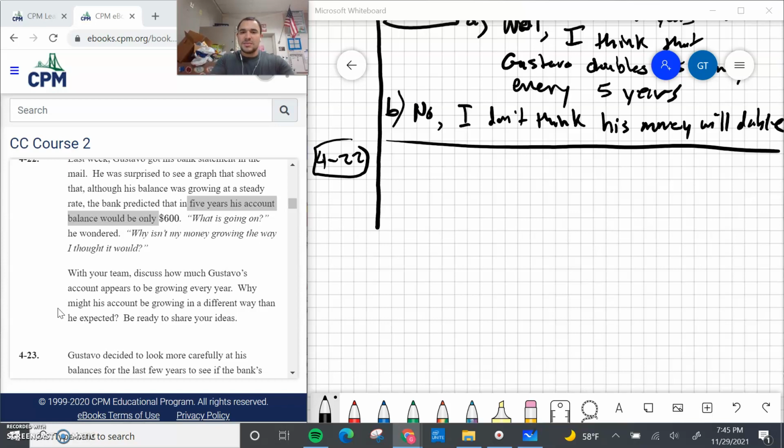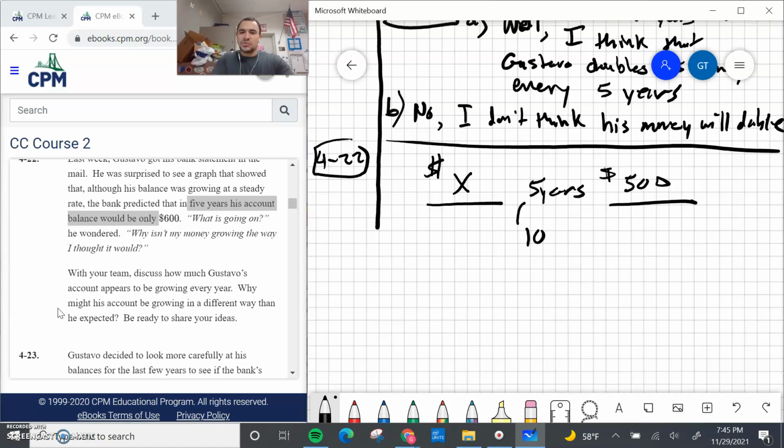So he got some money. So let me go ahead and write this out. So 4.22, he got some money, and we're going to put it X, and then 5 years is going to be $500. But then in 10 years, which is plus 5 more years, it's going to be $600. So it's still a good amount. Its money is growing, but unfortunately, in 5 years, it's only going to grow $100.